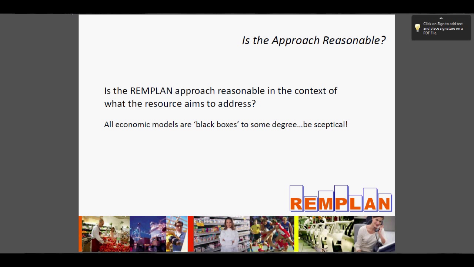As a broader comment, just something for you all to take on board: all economic models, including REMPLAN to some degree, are black boxes. You don't know absolutely everything that's gone on behind the scenes to generate these estimates. Our intent is to make our data sets as transparent and as open to scrutiny as possible, but we're not putting absolutely everything on the table. So I'd encourage you all to be very sceptical when it comes to any kind of economic modelling or analysis, and think about the degree to which what's being presented is completely a black box. Do you have any capacity to look at the assumptions behind the scenes and understand what compromises and assumptions have been applied?